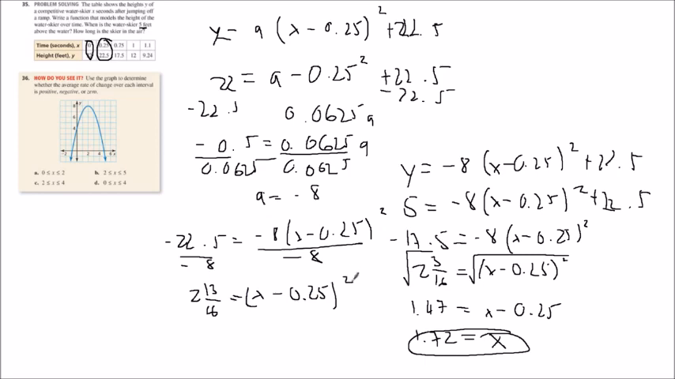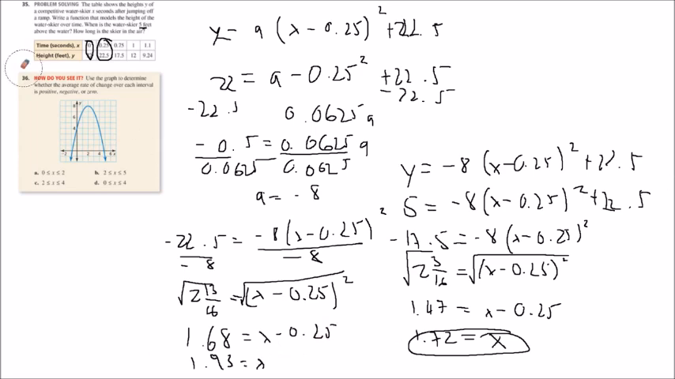You will get 13 over 16 is equal to (x minus 0.25) squared. Now 13 over 16 is, I think, 2.82. So the square root of 2.82 is roughly 1.68, equal to x minus 0.25. Add 0.25 on both sides, 1.93 is equal to x. So he'll stay in the air for roughly 1.9 seconds.